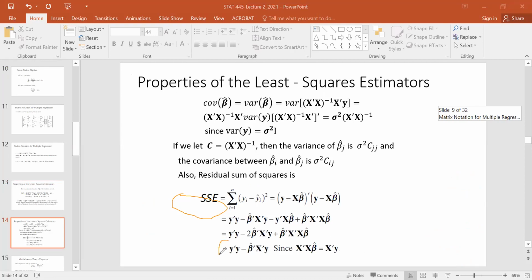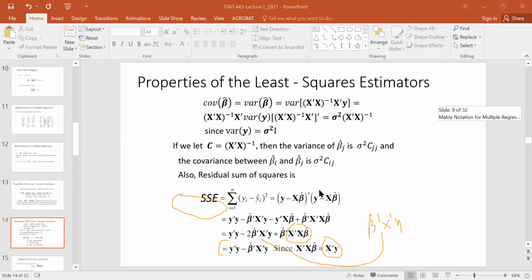This is just repeated. And then we know that x transpose x beta hat, this part, can be written as x transpose y. So this expression becomes beta hat transpose, and this part is the x transpose y. So it's very similar to this one, and therefore when you add them, you get negative one of them.